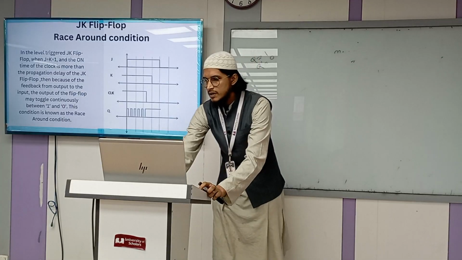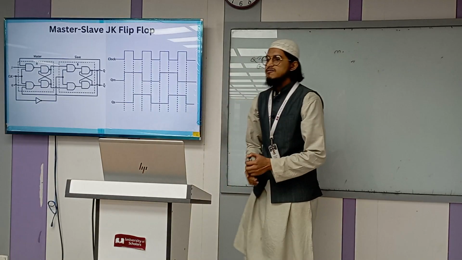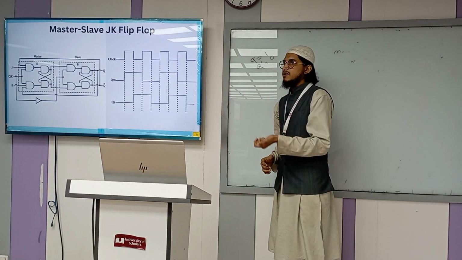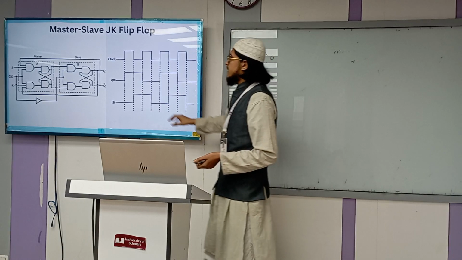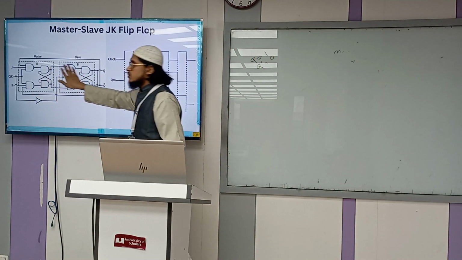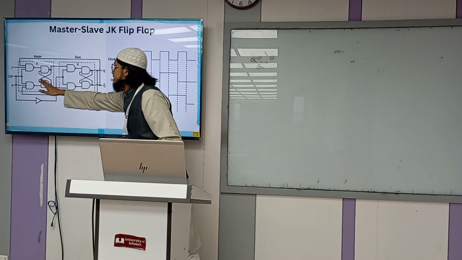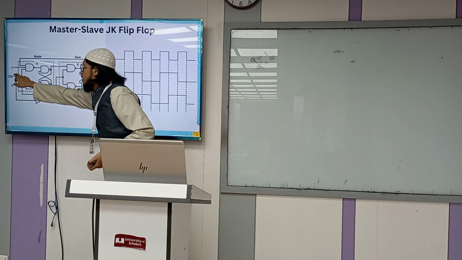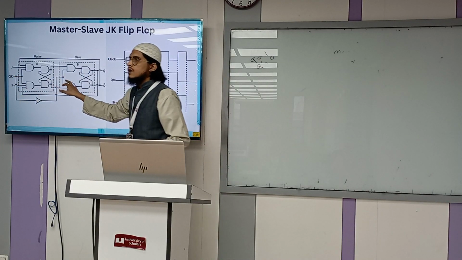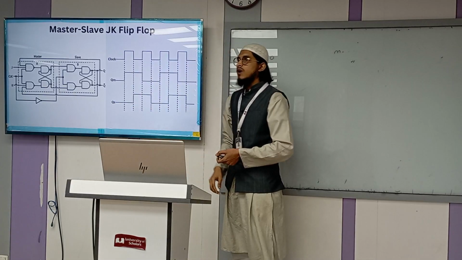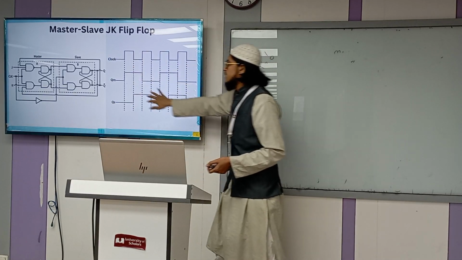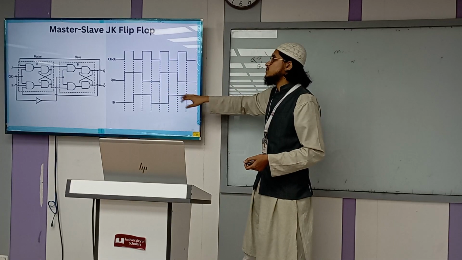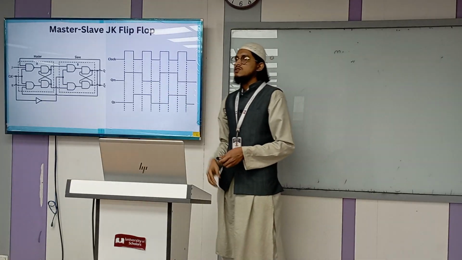To overcome this situation, the master-slave JK flip-flop was invented. Here we have added two JK flip-flops in series, and the clock pulse is applied. Here it is 1 and here it is 0. That's how the 1 1 situation is overcome. Here is a timing diagram from which we can see that this 1 1 situation is overcome.